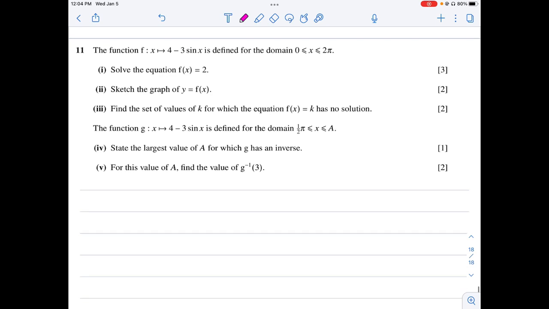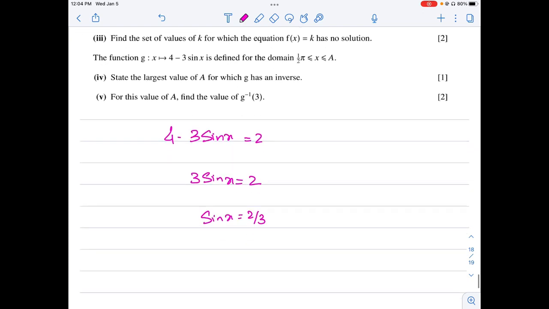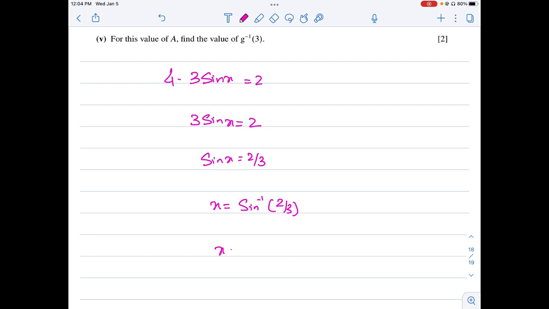Solve the equation f of x is equal to 2. So 4 minus 3 sin x is equal to 2. So 3 sin x is equal to 2, so sin x is equal to 2 upon 3. It is between 0 to 360. So x is equal to sine inverse 2 upon 3. So it is first quadrant, 0.730.